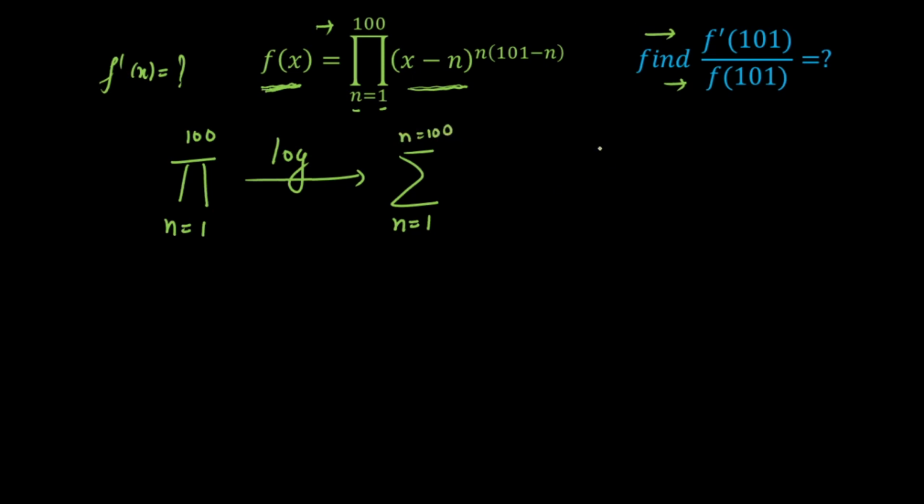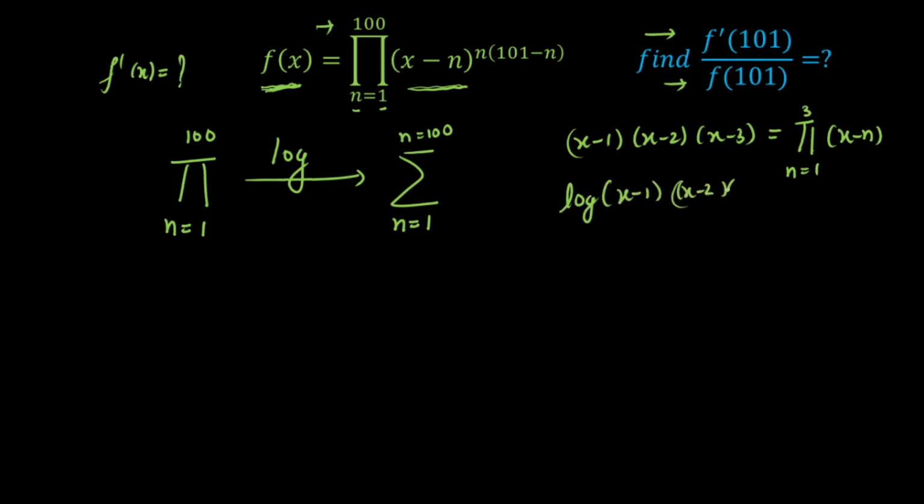I'll give you one example. Suppose three terms are multiplied: x minus 1, x minus 2 and x minus 3. If these three terms are multiplied, I can write this as the product of (x minus n), where n is varying from 1 to 3. Similarly, if I take log on both sides, the log of this can be written as the summation of log of (x minus n), and here n still varies from 1 to 3. So yes, if we take log on both sides, the product will be converted into a sum.